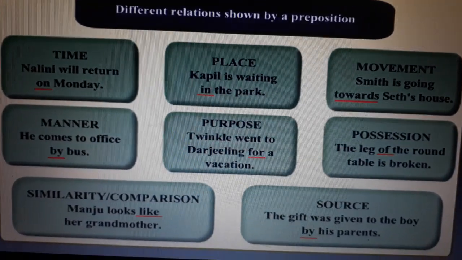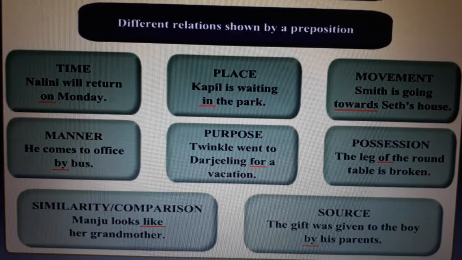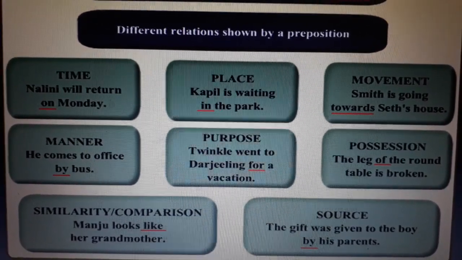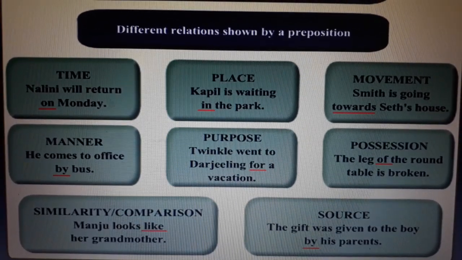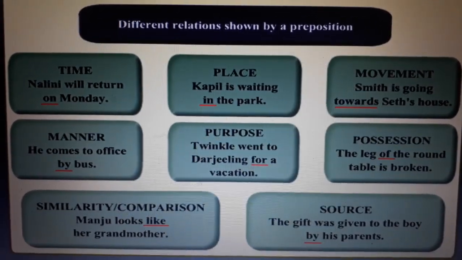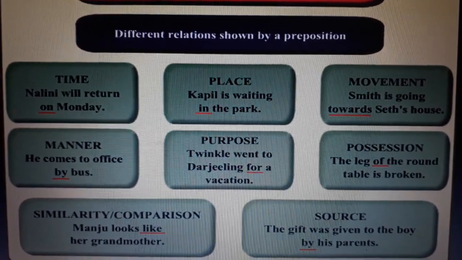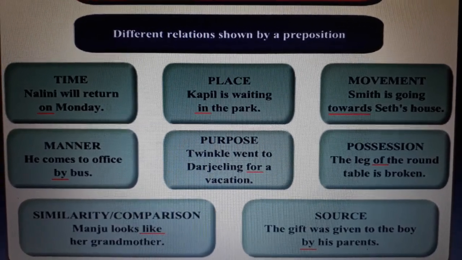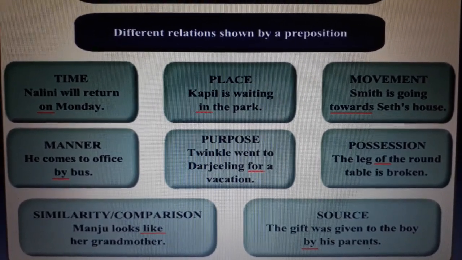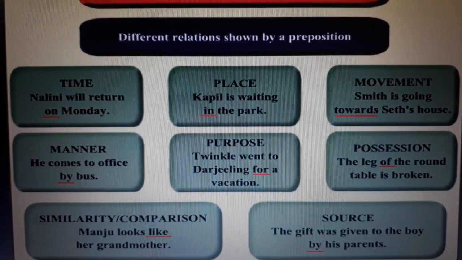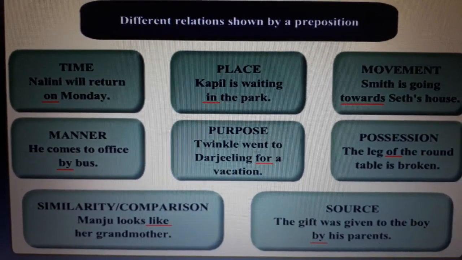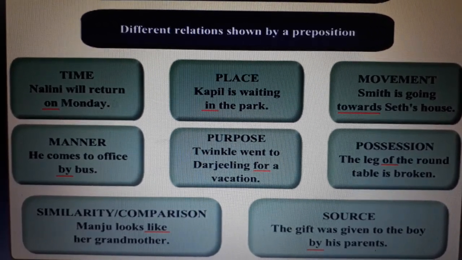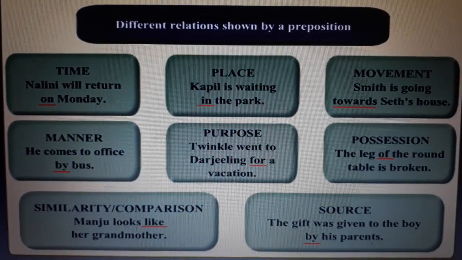Manner: he comes to office by bus. How does he come to office? By bus. Purpose: Twinkle went to Darjeeling for a vacation. Why did Twinkle go to Darjeeling? For enjoying, for a holiday. Possession: the leg of the round table is broken. What is broken? The leg of the round table. Similarity or comparison: Manju looks like her grandmother. How does Manju appear? Like her grandmother.